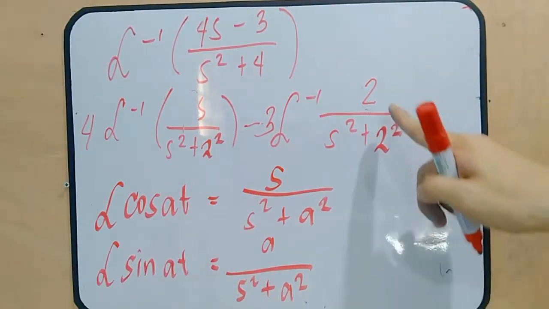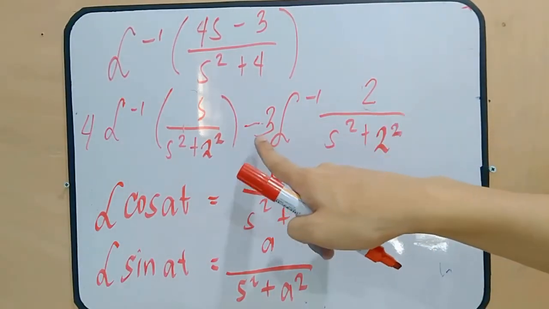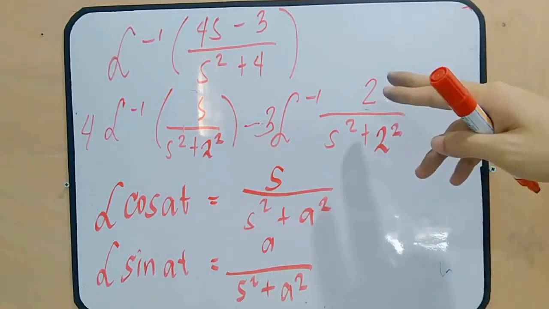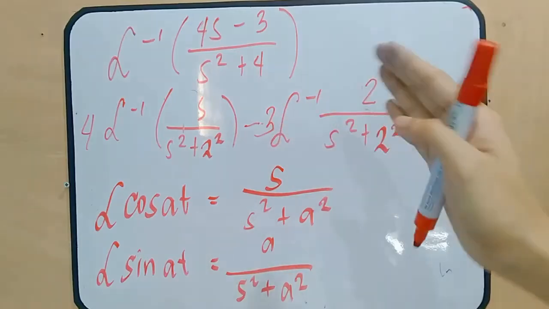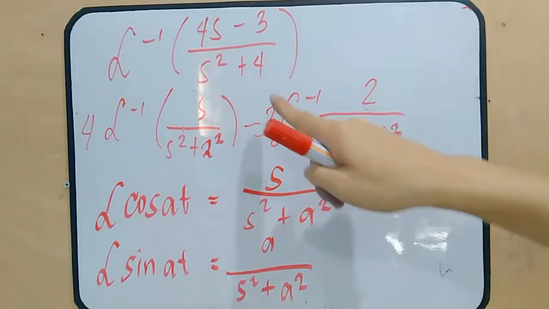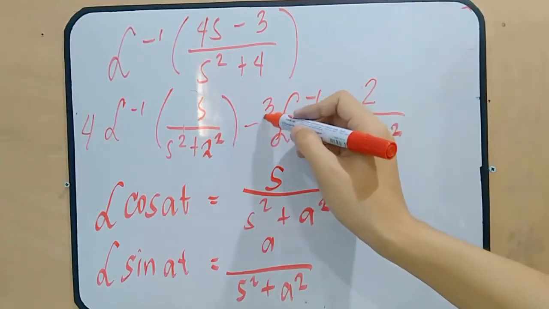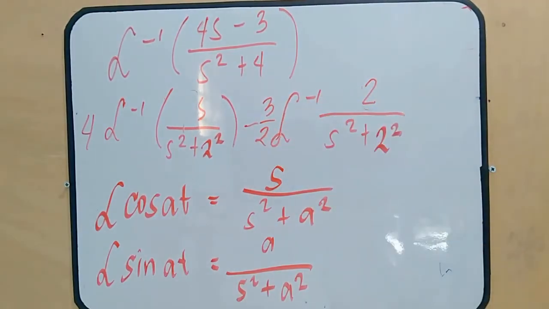But since naglagay ka, guys, ng 2, kailangan natin siyang i-balance dito sa kabila para maging equal pa rin. So, pag naglagay ka dito ng constant, i-divide mo ng constant sa labas. We have here 3 halves na itong sa labas niya. That's the time, pwede natin gamitin yung formula. So, direct na guys, yung a natin here is 2. We have here a2. Then, just apply this formula.